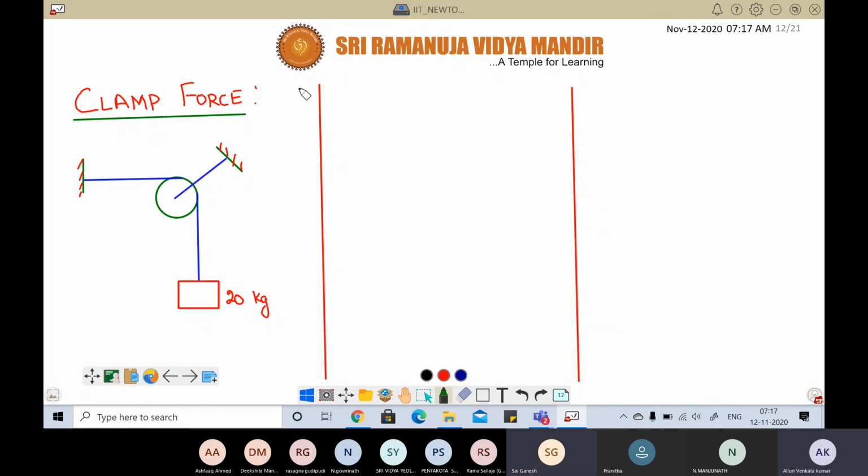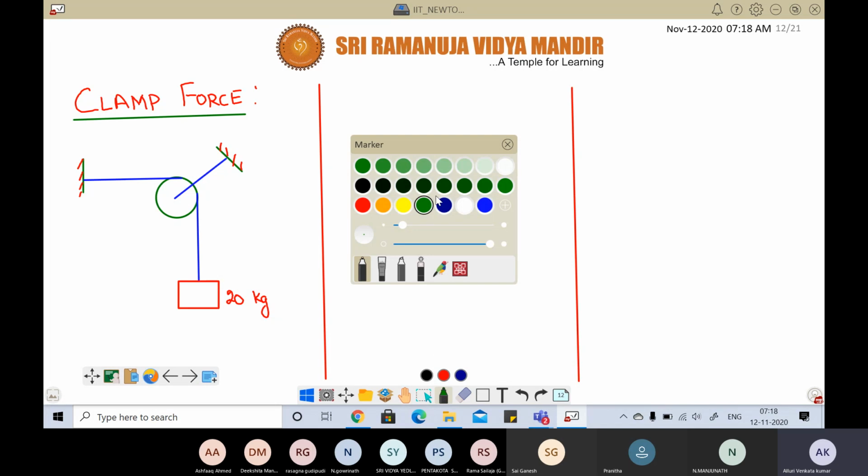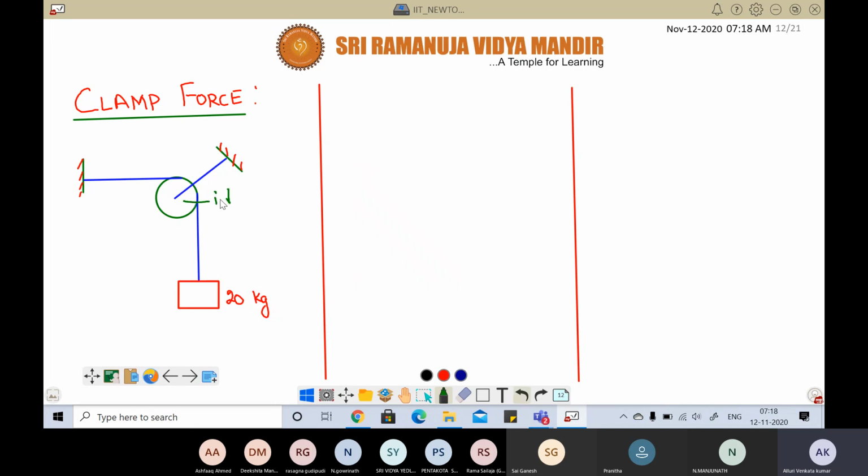So now let us say this is an ideal pulley, that means whose mass is equal to 0, and this is an ideal rope whose mass is also equal to 0. First let us see here that suppose this block's mass is 20 kg, which is connected to a rope and is connected to the wall like this.